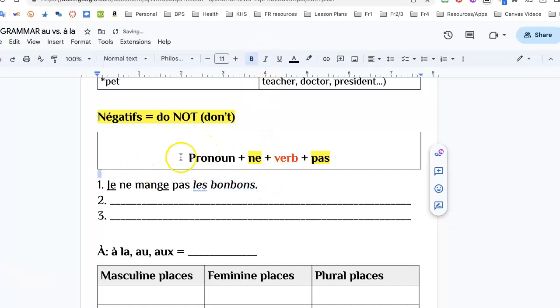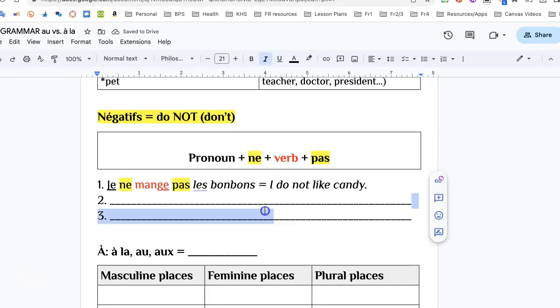Here we have pronoun plus ne plus verb plus pas. Je ne mange pas. What I want you to do is do the same thing we did up here. If you highlighted in yellow, let's highlight in yellow, because color coding makes our brains make connections. I did my verb red, so I'm going to do red, just like this. Je ne mange pas les bonbons equals I do not like candy. All right, let's do another one.